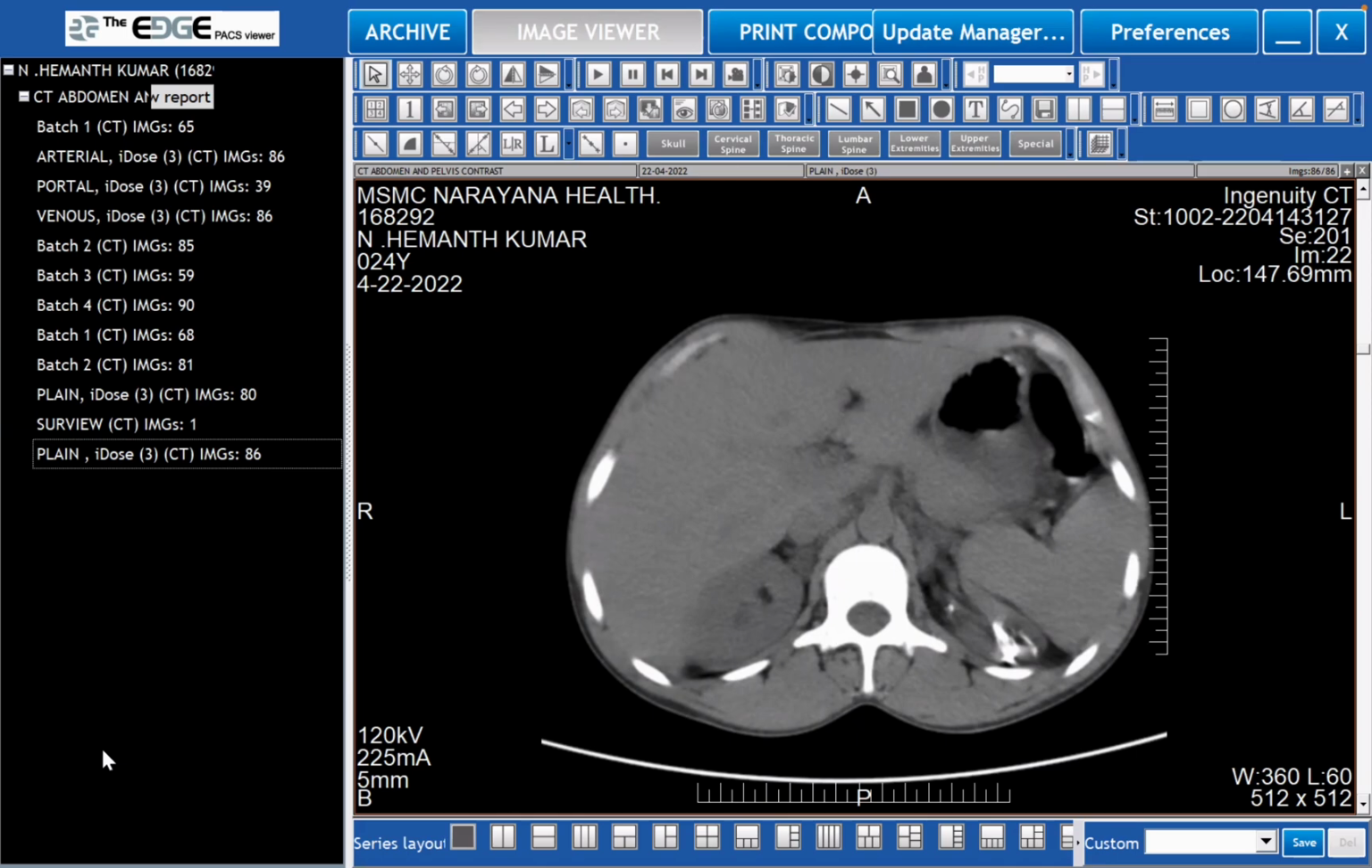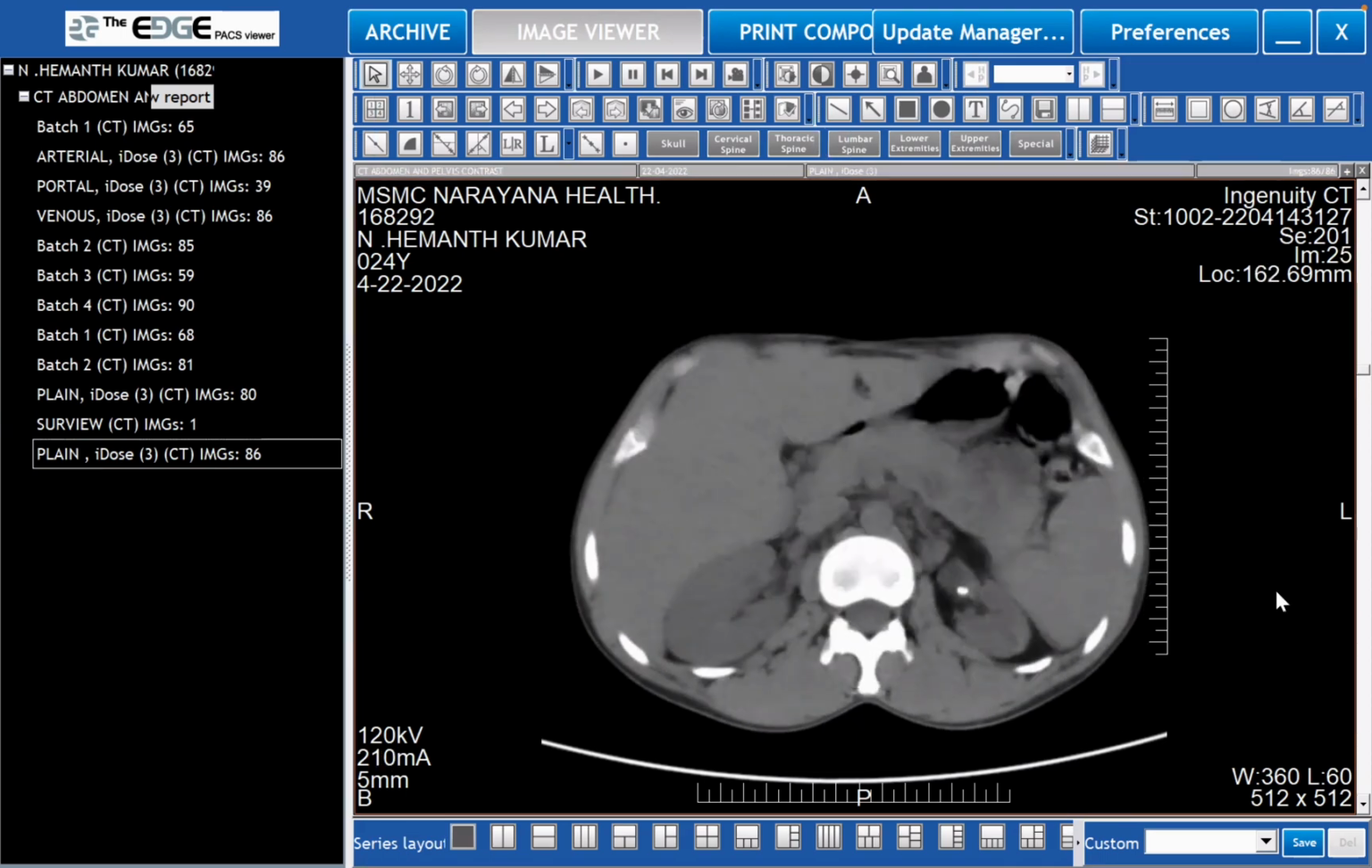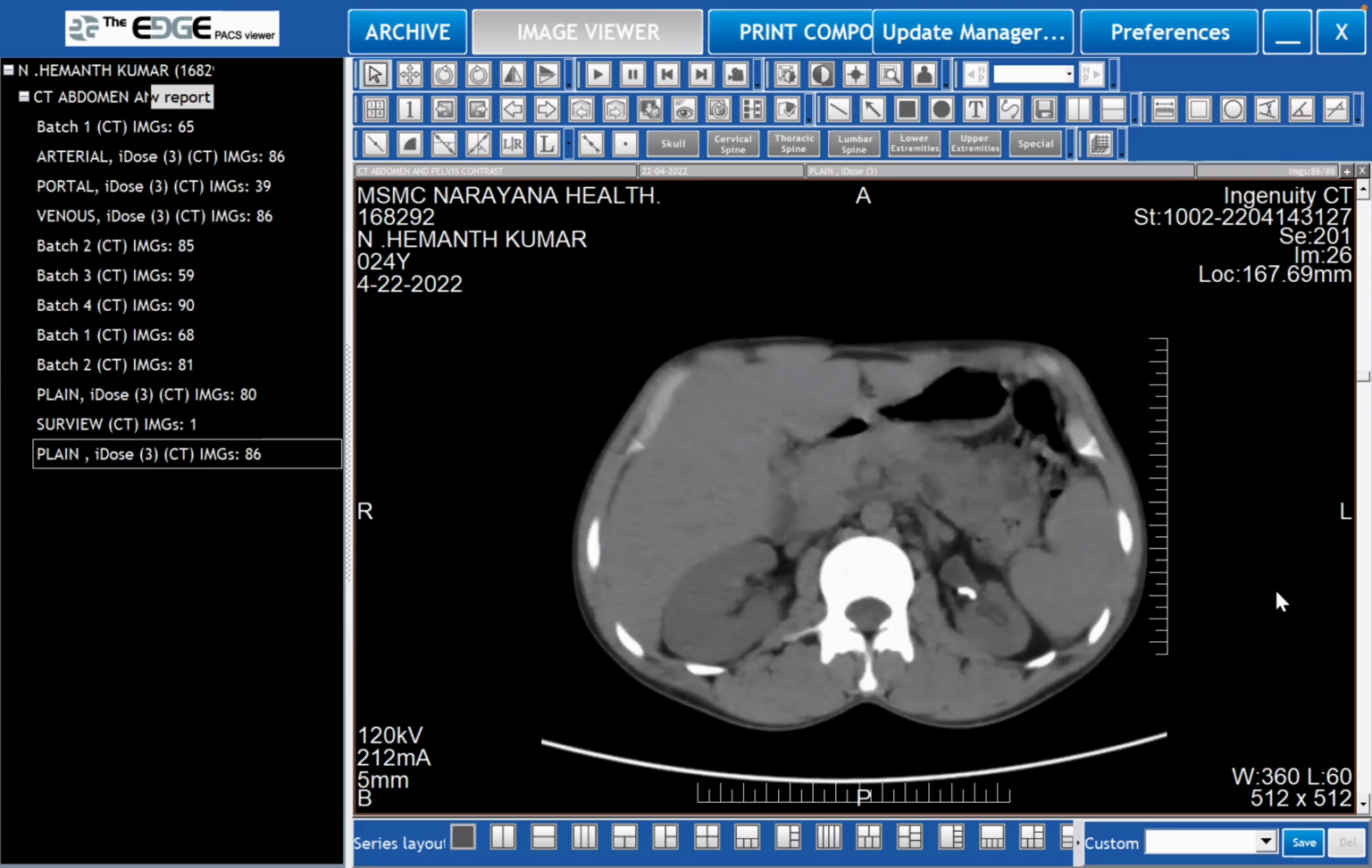Show the other films. Just go. You showed some contrast images. No. Same KUB. Plain CT. Just see. Pelvis, sir, dilated with a radio-dense opacity seen in the pelvis, sir. Anything else on the left kidney that you notice?